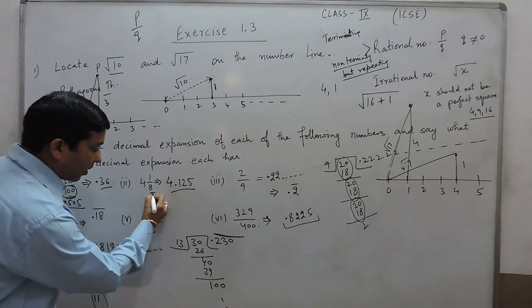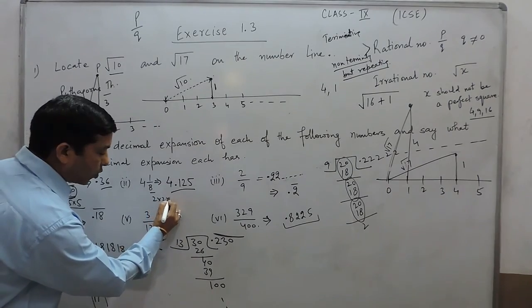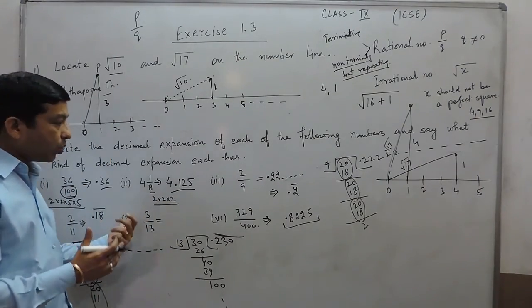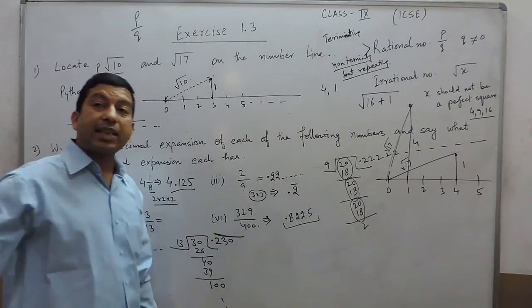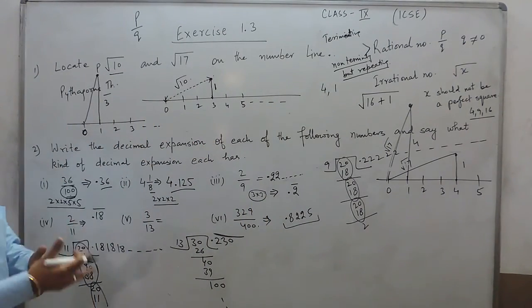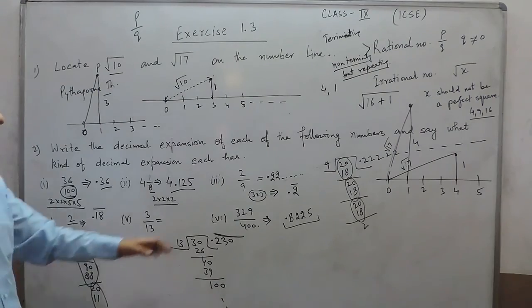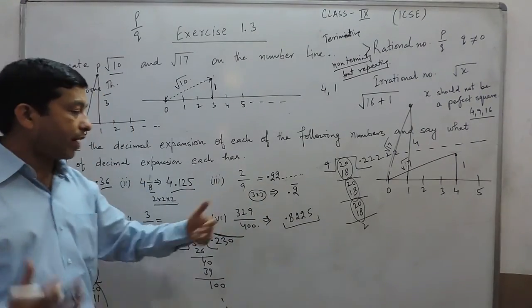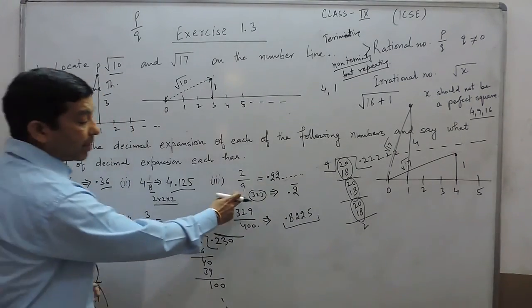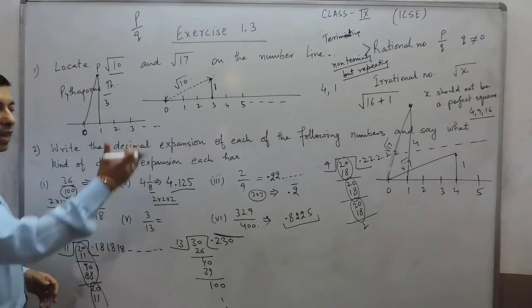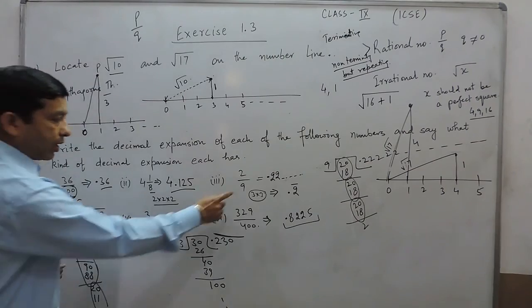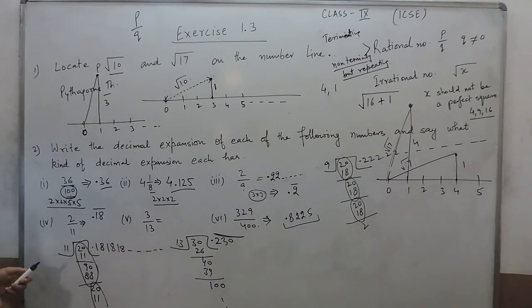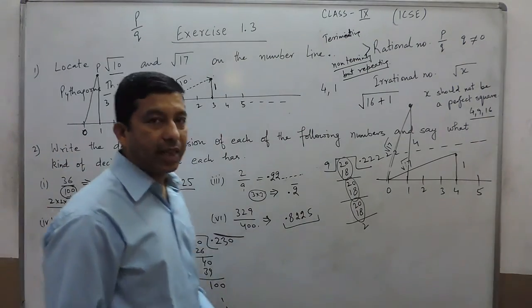Here also the denominator is 8, meaning 2 into 2 into 2, so the only factor is 2. Here it is 3 into 3. So here the factors are besides 2 and 5. And when the factors are besides 2 and 5, any other factor, then it will come out to be a non-terminating but repeating decimal. So this and this are non-terminating and repeating decimals, while these three are terminating decimals.